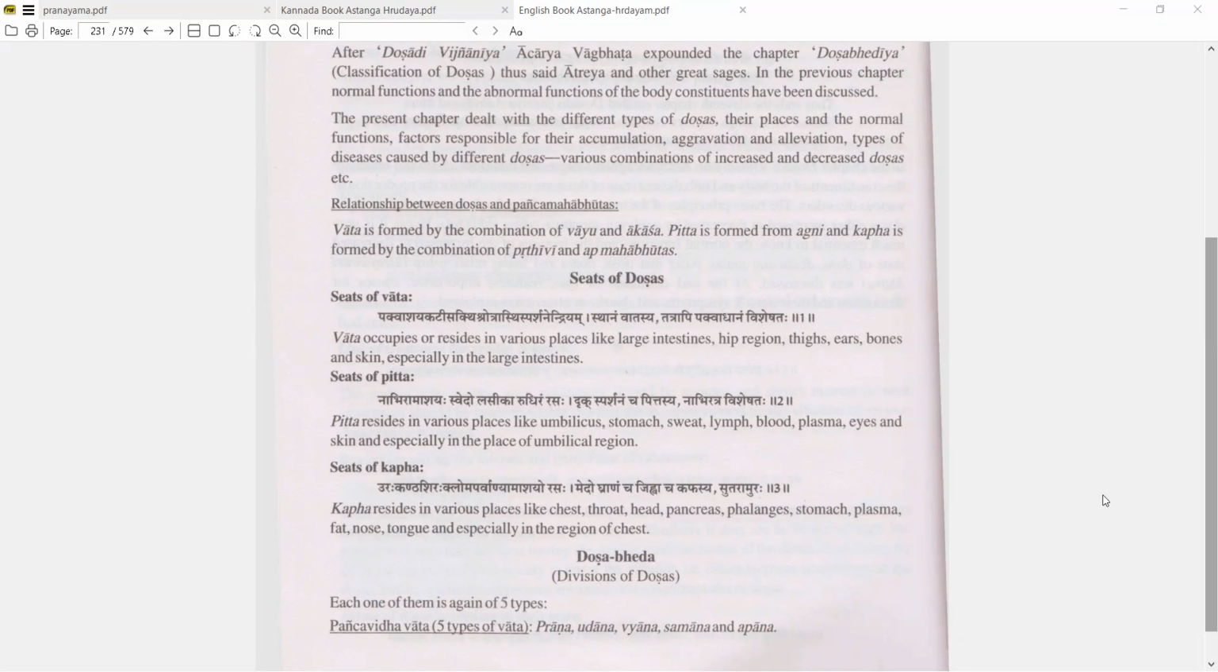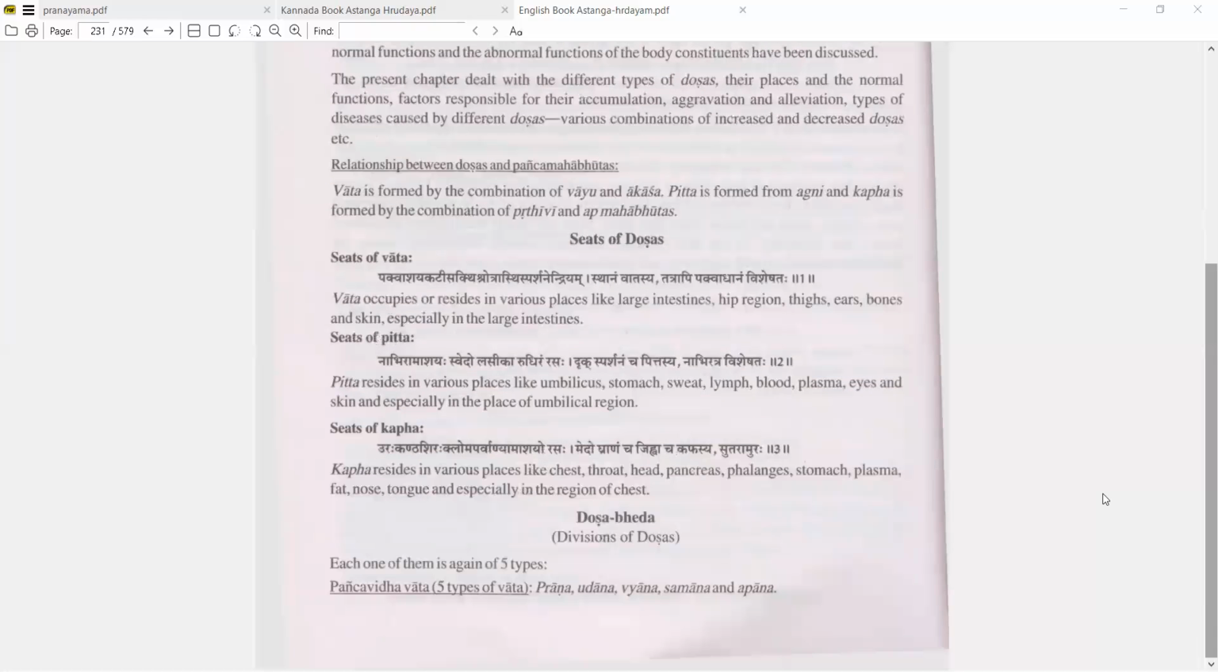Seats of Kapha. Kapha resides in various places like chest, throat, head, pancreas, phalanges, stomach, plasma, fat, nose, tongue, and especially in the region of chest.